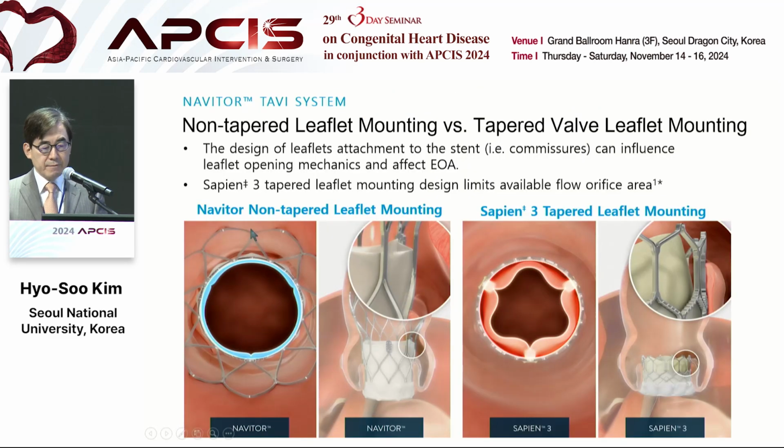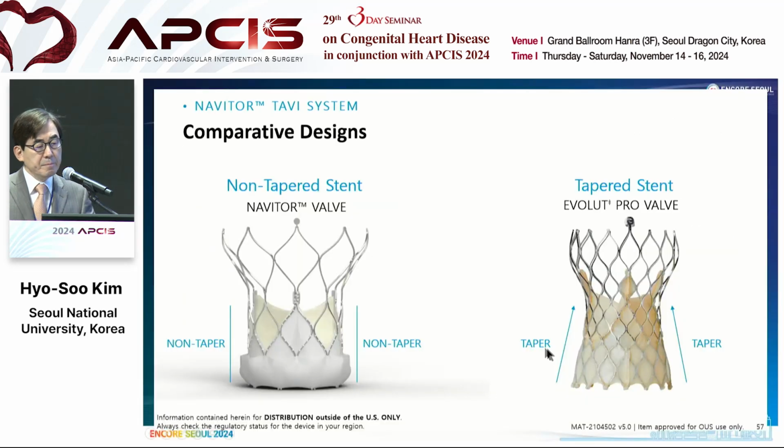Compared with Navitor and Sapien, there is a difference. Same intraannular design, but the lift and mounting strategy is different. Navitor achieved non-tapered, wide open. Sapien achieved tapered mounting, not so wide. When you compare Navitor versus Evolut, Evolut is cylinder-shaped, Navitor tapered. Even though they are supraannular designs, actual orifice area is similar between the two.